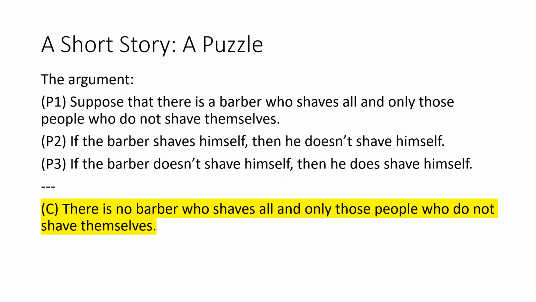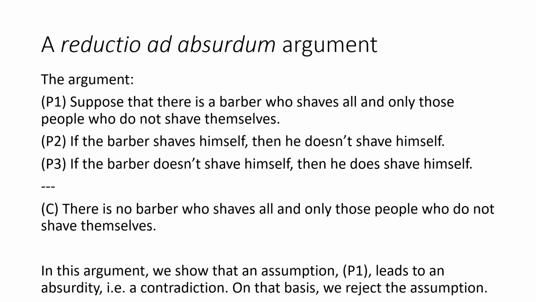Okay, so we started with our reductio assumption, P1. We've shown in P2 and P3 that it leads to contradiction. And then in our conclusion, we reject our reductio assumption, P1. Note that C is the opposite of P1, the negation of P1. So here's the big idea: in this argument, we show that an assumption, P1, a reductio assumption, leads to an absurdity, that is, a contradiction. On that basis, we reject the assumption.